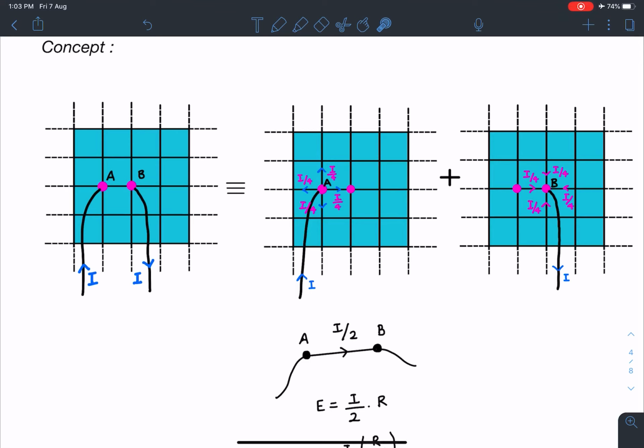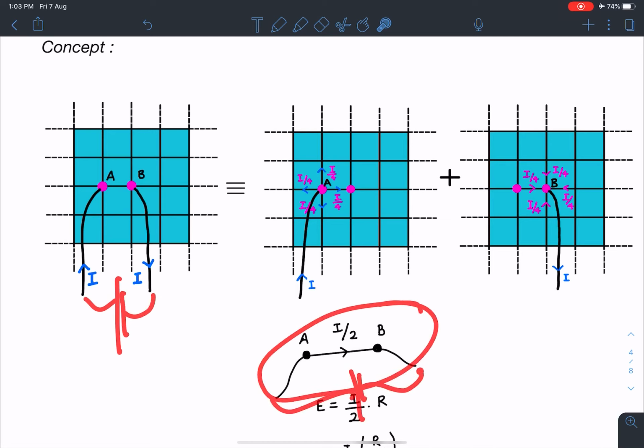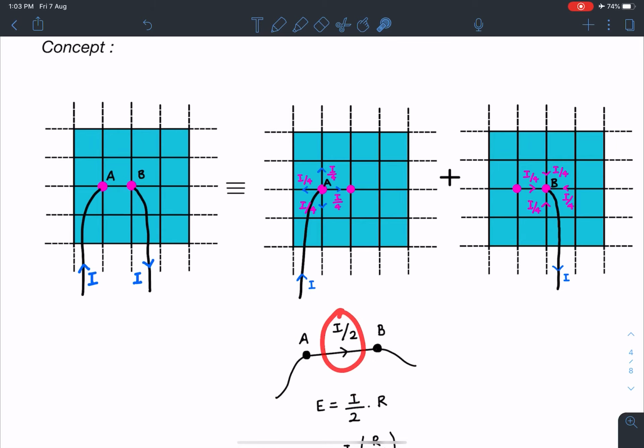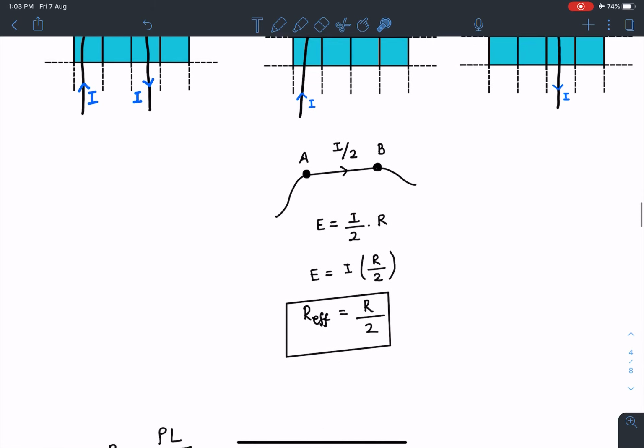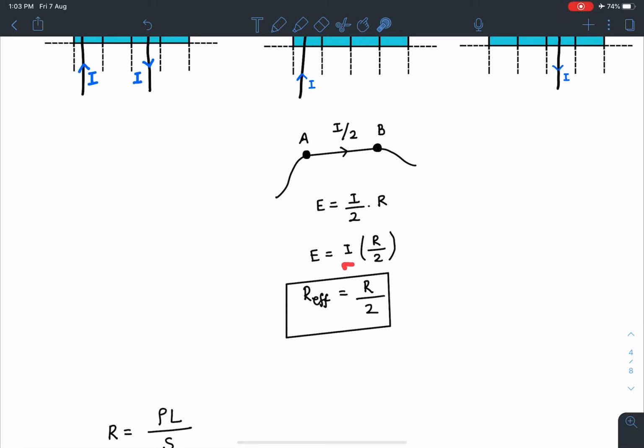Now when I join A with A and B with B, I am going to get this diagram where current I is entering, current I is coming out. Now if you see, the current in both the diagrams is I by 4, and the direction is also the same. So the current here becomes I by 2. Once you know this current is I by 2, a battery of EMF E is connected across this. So I can say E is equal to I by 2 times R, which I can further reduce to I times R by 2.